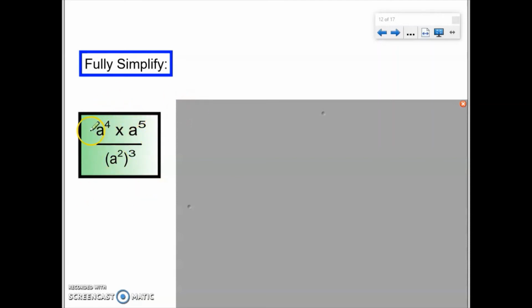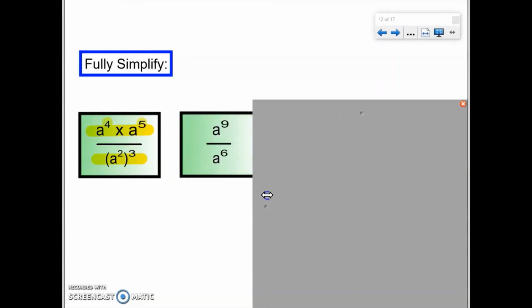First thing I'm going to do is think about the numerator. I'm going to simplify the numerator. It's a multiplication question, so I'm going to add the indices together. Separately, I'm also going to think about the denominator, a to the power of 2, all to the power of 3. It's in brackets, so I'm going to multiply the indices together. So you can see what I'm left with is a to the power of 9 when I've added the 4 and the 5, and a to the power of 6 when I've multiplied the 2 and 3.